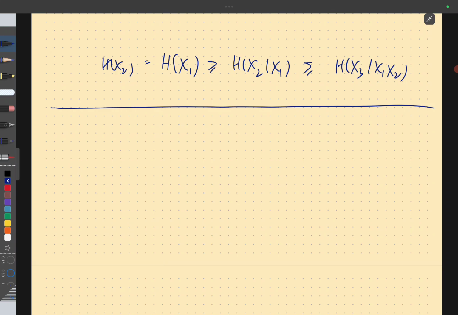Now I'll define a quantity called the mutual information, because remember, I want to prove that conditioning cannot increase entropy, conditioning can only reduce entropy. We have essentially all that we require. All that we need is essentially just another definition.